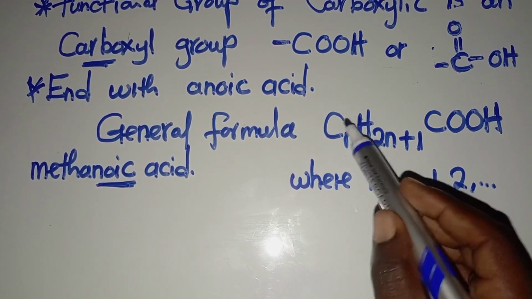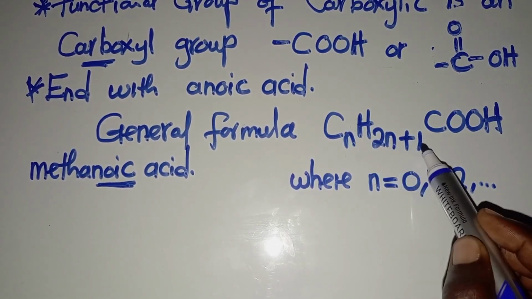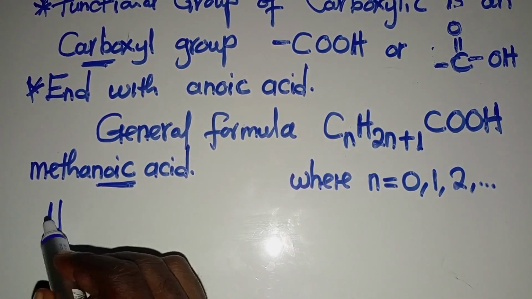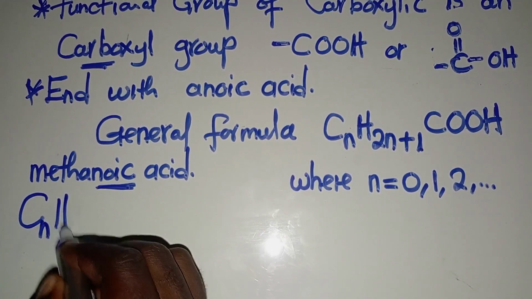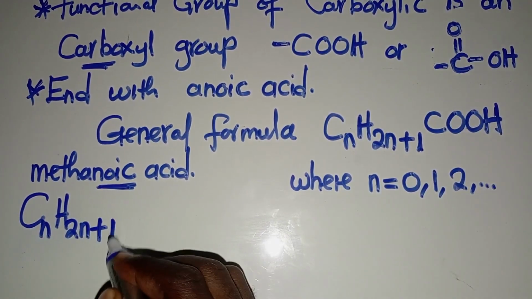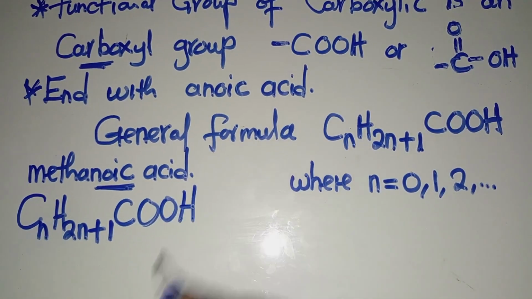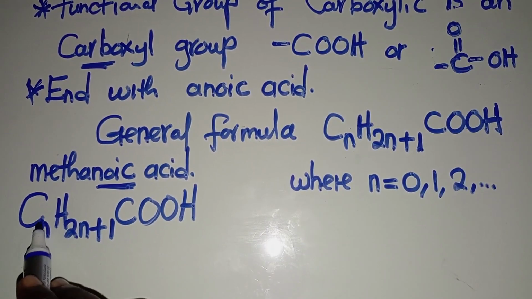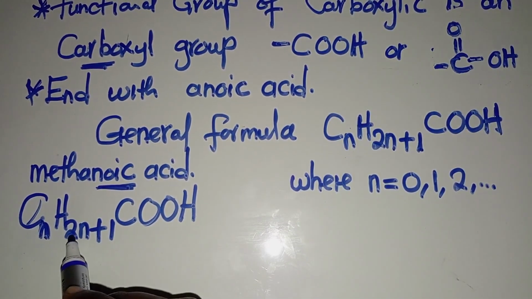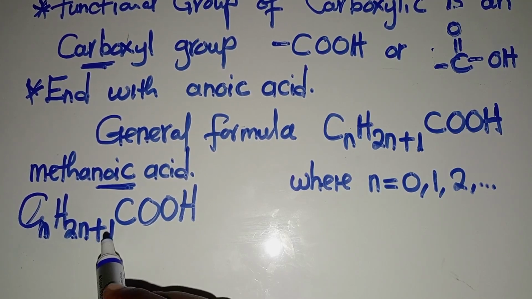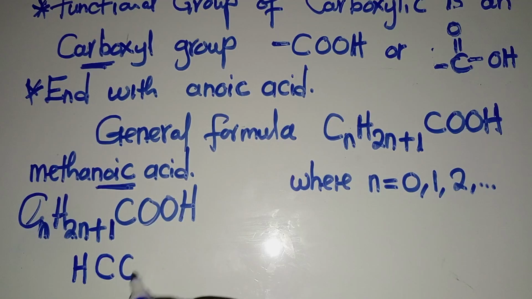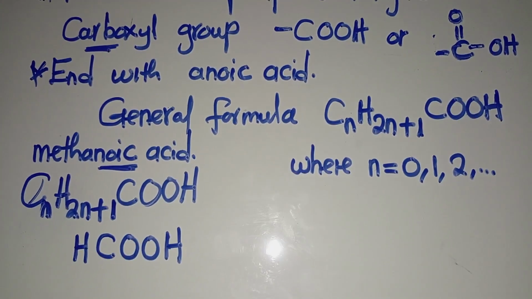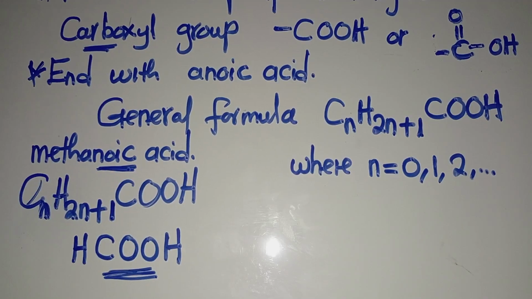So C0, everything gone here. 2 times 0, 0. Plus 1, 1. So we just have H there. Have you seen? Let me write it here so that you are able to see: CnH2n+1COOH like this. Where there is N, we put 0, if the C is going. So 2 times 0, 0. Plus 1, 1. So H, we just have 1. Then this will follow: COOH. So meaning this is what we get to call methanoic acid.